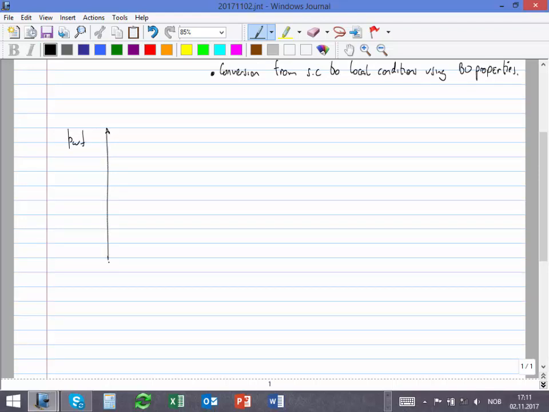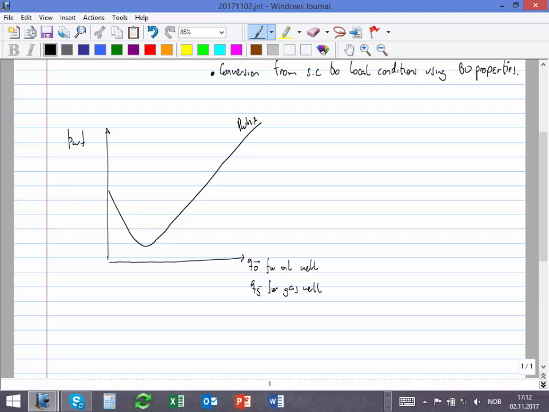But if you remember, what was the conclusion of last class? PWF, if I plot for multiphase versus rate, and this rate usually is the oil if it's an oil well, or Q of the gas for a gas well, which is the primary product of this well. How does it look like? Going down and going up. And that's for a constant wellhead pressure, PWH1.